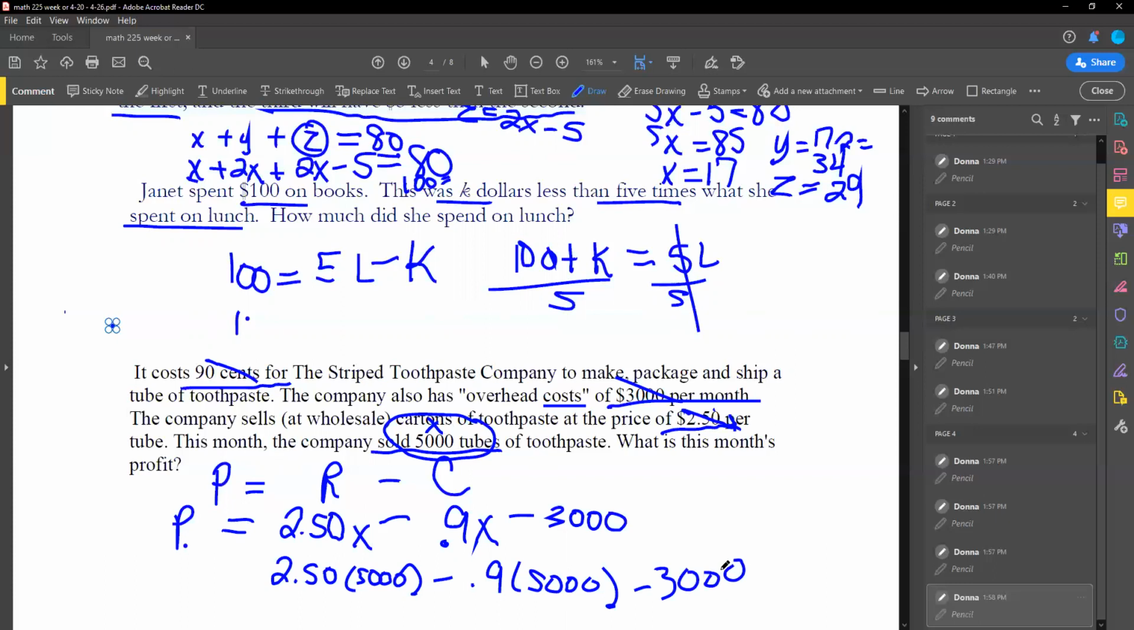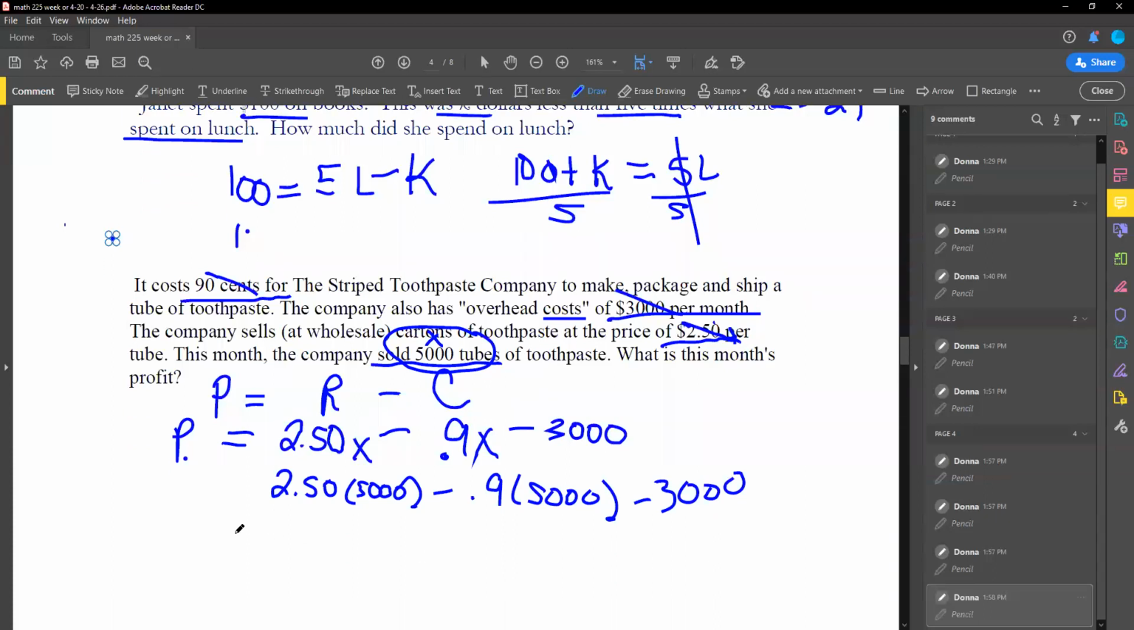Okay, so I'm just going to type that in my calculator. All right, and I end up with 5,000. So my profit for that month was exactly $5,000, if I did that right. But again, you see how I break it down into little pieces, one sentence at a time, make sure I use all the numbers, and then we get the answer.